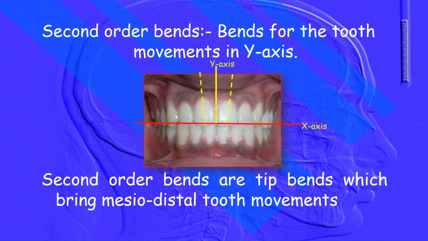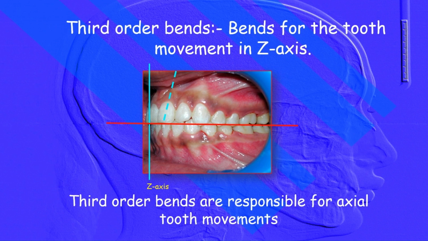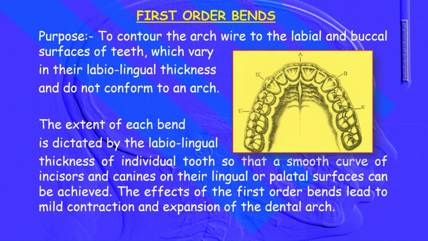Second order bends are various bends given in the arch wires that cause tooth movement in the y-axis. Second order bends are tip bends that bring tooth movements in the mesiodistal direction. Third order bends are bends given in the arch wires that cause tooth movement in the z-axis or in the axial direction. Now, we will discuss first order bends in detail.